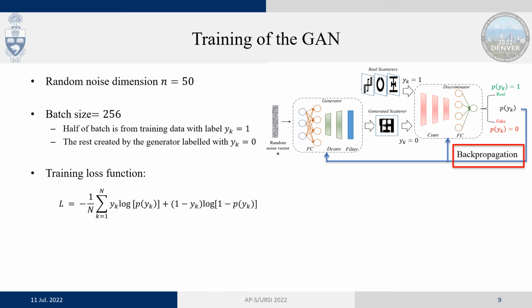Then a loss function is defined for the discriminator, where the discriminator basically has to predict the probability of 1 for the scatterers that are coming from the training data, and the probability of 0 for the scatterers that are coming from the generated samples by the generator. Then the gradients of this loss function are backpropagated to the discriminator and generator to update the weights of these neural networks. The Adam optimizer is used with the learning rate that you can see here and beta 1 here.